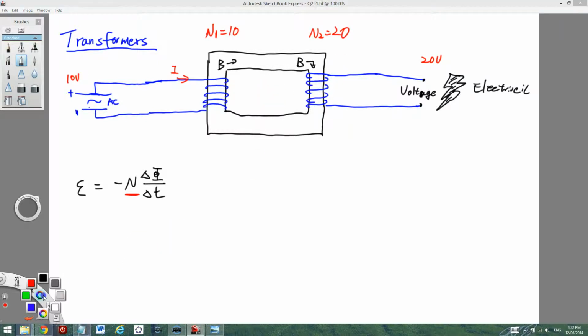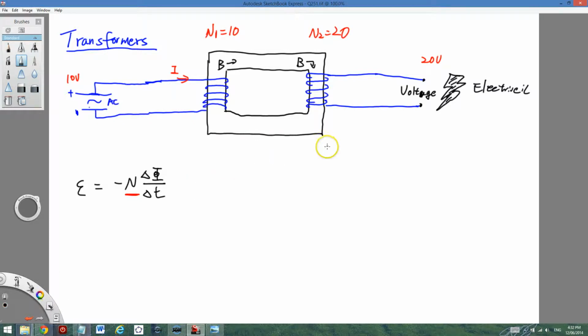Then you know how scientists do things? They make up equations. So let's just go through the equations first. The ratio between the voltages V1 and V2 is the same as the ratio of the number of coils, or number of rotations, on one side and the number of coils on the other side.